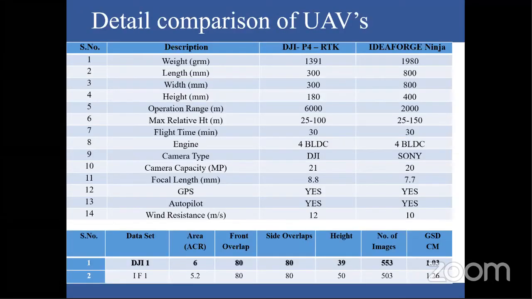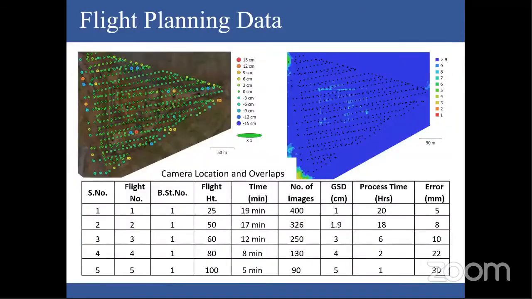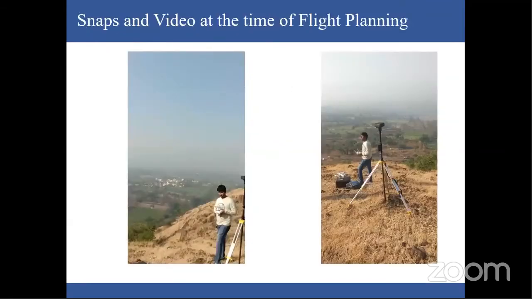For this survey, we compared two different types of drones and prepared a data set. As we know, the DJI Phantom 4 was used for this survey, with side and front overlap of 80%. I used both drones, the DJI and the Idea 4 Ninja drone, which had a minimum flying height of 39 meters, and the Idea 4 drone with a flying height of 50 meters and 80% overlap. So this is the planning and flight data. We use two combinations for this. This is our first case study for Mallarghat, and as the government is increasing interest to conserve our forts, we prepared one case study on this. These are some photographs at the time of the survey.